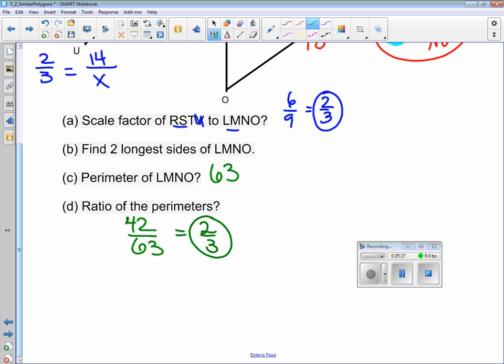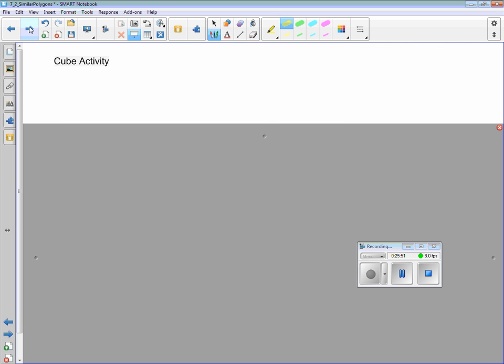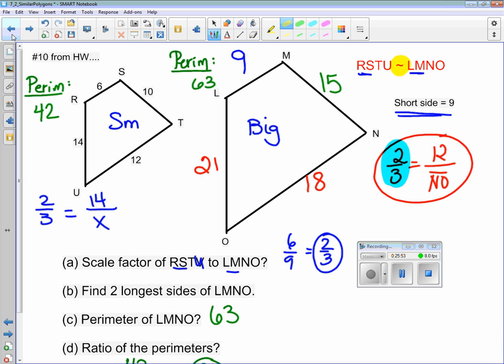The perimeters will always have the ratio of the sides. It'll have the exact same ratio of the sides. Okay? That does not happen with area, and it does not happen with volume. And we're going to look at that on Thursday. But for today, we know the perimeters have the same scale factor as the sides do. Awesome.